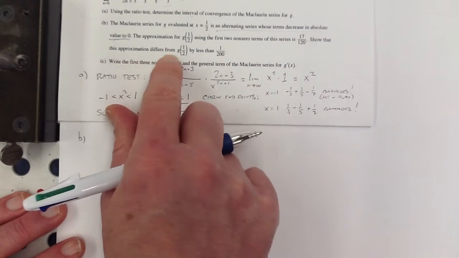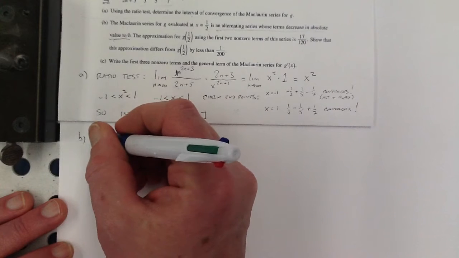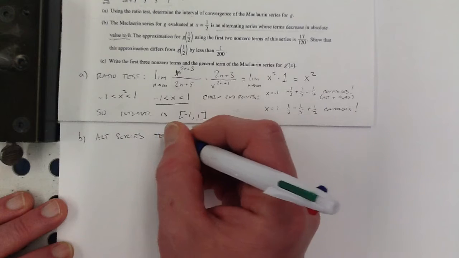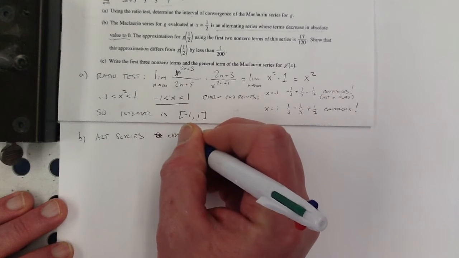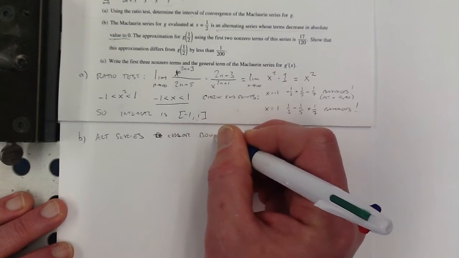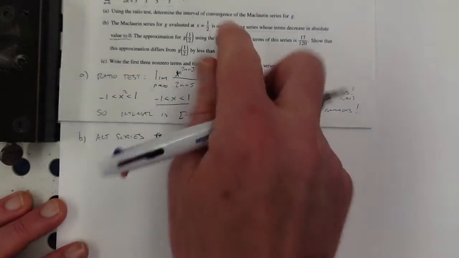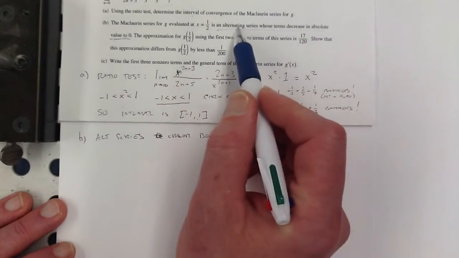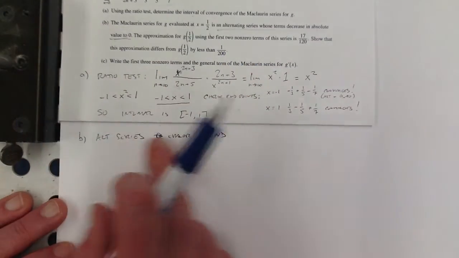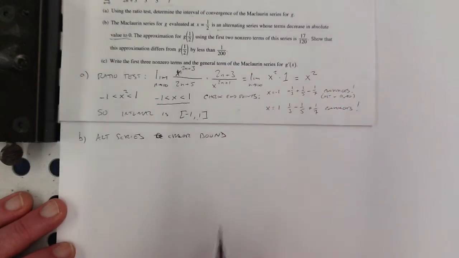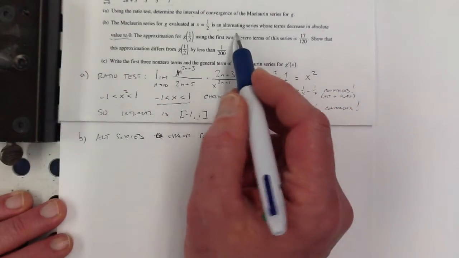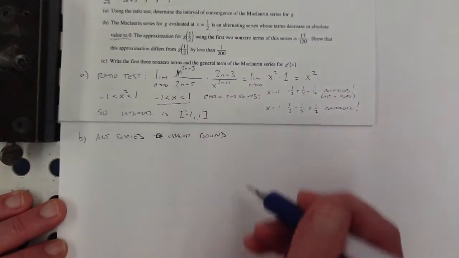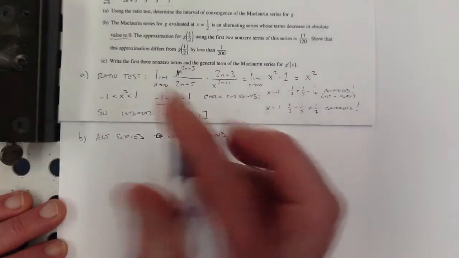Show that this approximation differs. Okay, so we're going to use the alternating series error bound. And what they're doing here is, we don't have to figure out that the so-called hypothesis of the alternating series error bound has been met. We don't have to say that since it's an alternating series whose terms decrease in absolute value to 0, we can use the alternating series error bound. They said that already. Normally you would have to say that.